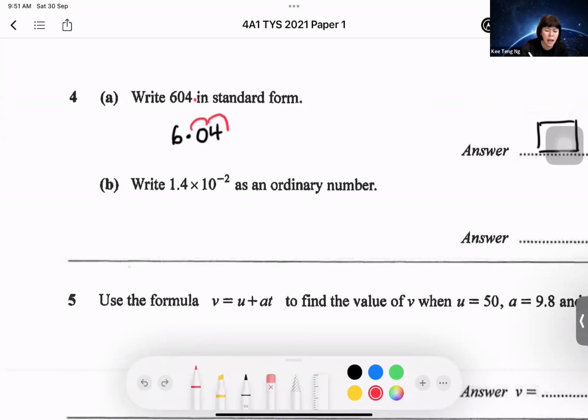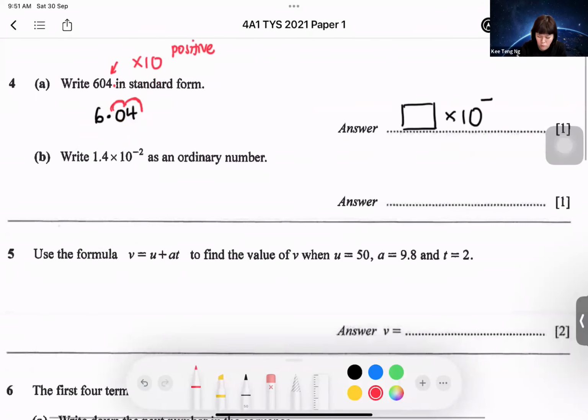Now this is a large number, a number bigger than 1. So you'll be times 10 to the power of a positive number. So in this case, I'm multiplying by 10 2 times, so it's times 10 to the power of positive 2.